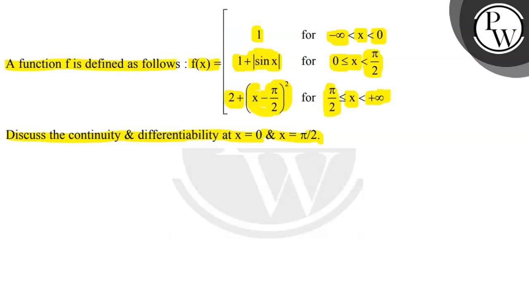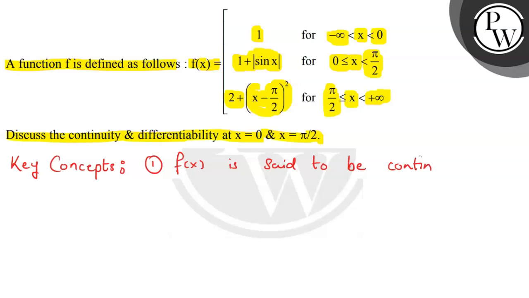Solution शुरू करने से पहले let's note down the key concepts for this problem. So the first key concept is the definition for continuity of a function at a point. That is, a function fx is said to be continuous at x equals a if limit as x goes to a of fx is equal to f of a.